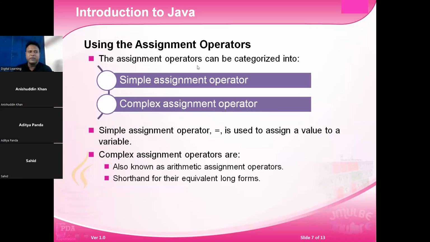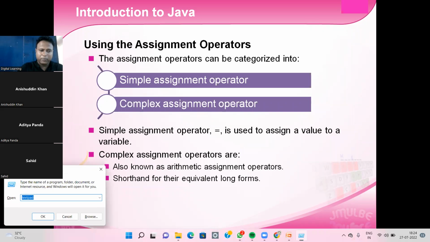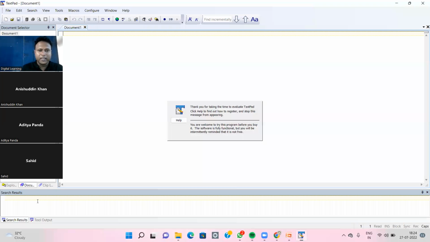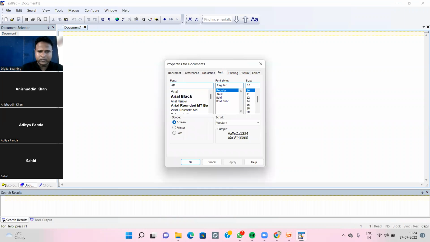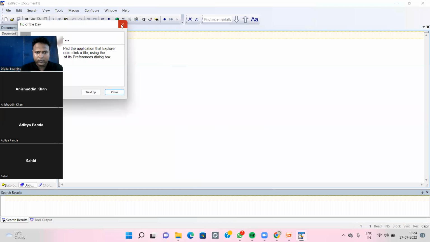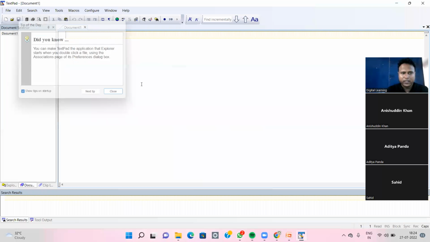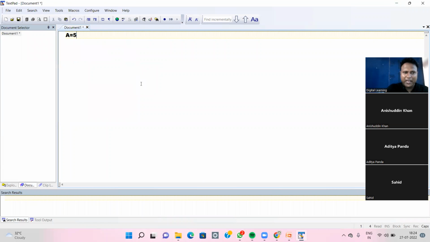Next is the assignment operator. One is the simple assignment operator, another is the complex assignment operator. Assignment operator means we are storing a value in a variable. Simple assignment operator means a is equals to 5. Complex assignment operator means if I write a plus equals to 5, it is called a complex assignment operator.